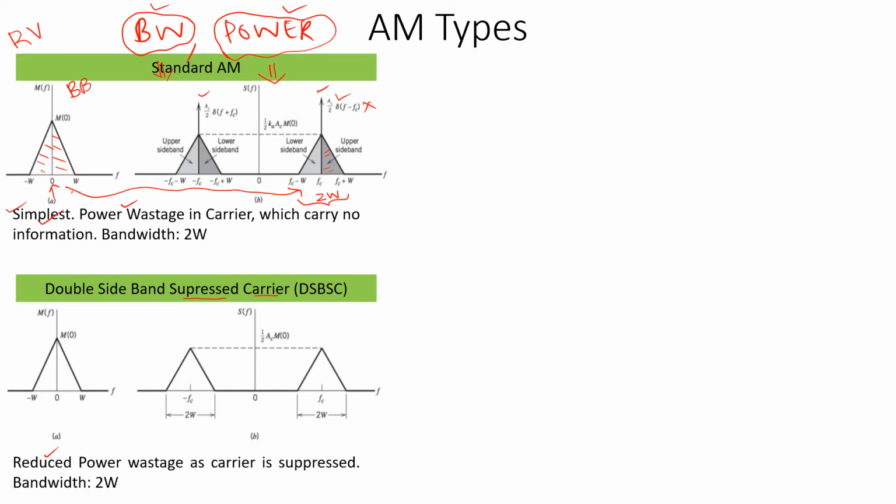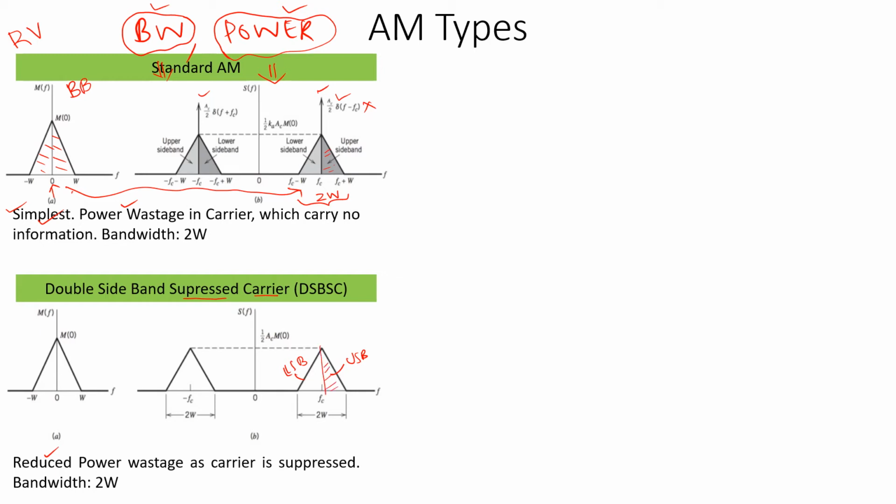But here also you can see we are sending both USB and LSB, upper sideband and lower sideband, both are being transmitted. So the bandwidth again is 2W. So it is not bandwidth efficient. Even compared to standard AM, the double sideband suppressed carrier AM can save the power of the carrier, but bandwidth is not efficient. So what can we do to reduce the bandwidth? I told you we need only this part. In fact, we need only this part.